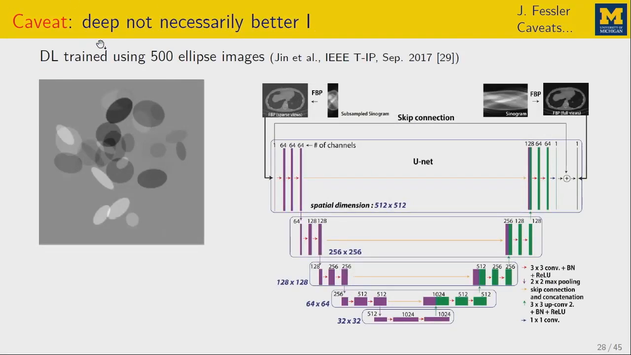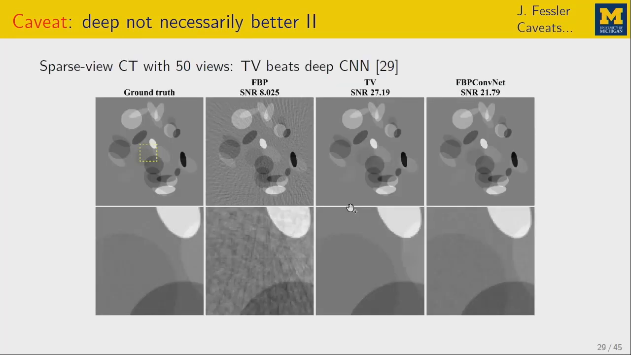Another caveat: deep learning is not necessarily better depending on your application. So in that same paper from EPFL, they trained deep learning methods using 500 ellipse images, so synthetically generated images consisting of ellipses like that, with a fancy UNet architecture. And they actually found in this application that just a standard total variation based image reconstruction worked much better than the CNN, 27 dB versus 22 dB.